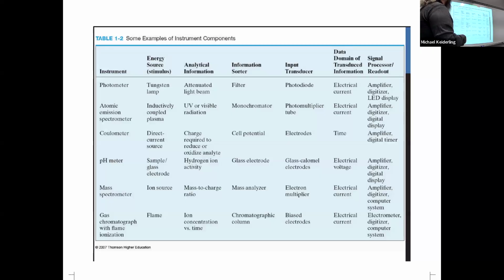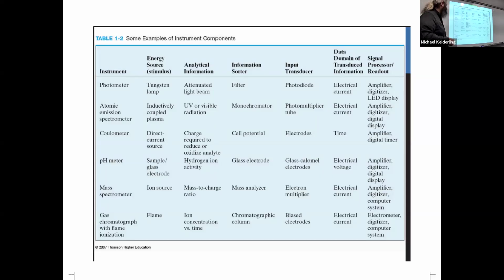Coulometry, you're analyzing the charge required to reduce or oxidize your analyte. You're sorting it with a cell potential. You have a direct current source and electrodes. A pH meter, for example, uses a sample and a glass electrode. It's measuring hydrogen ion activity. The sorter is that glass electrode. The transducer is the glass and calomel electrodes, and the electrical voltage is what you get.